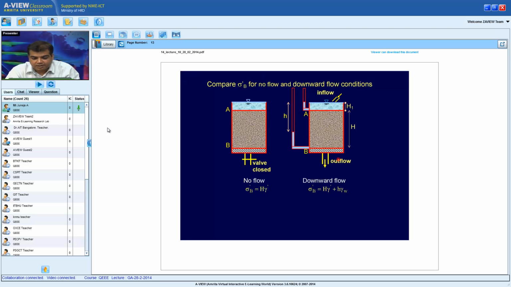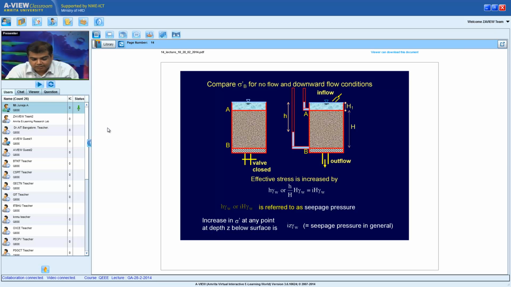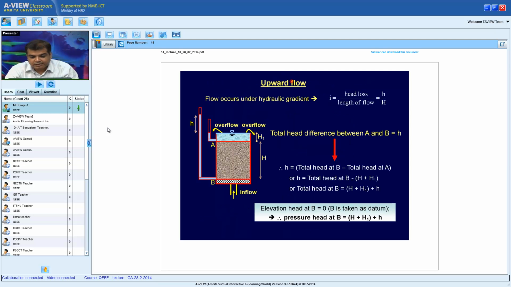This is to summarize. I think I've added an extra sheet just before the upward flow. This summarizes the no flow and downward flow. No flow condition, we have said effective stress at B was H gamma W. Downward flow is this value. Let me skip this slide and the next slide, because we have done this. It summarizes the downward flow.